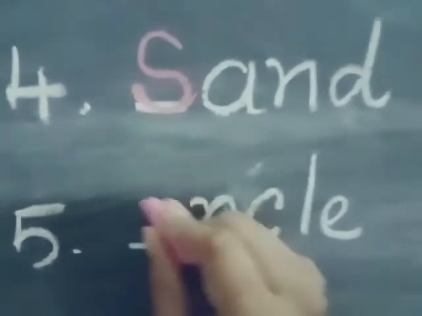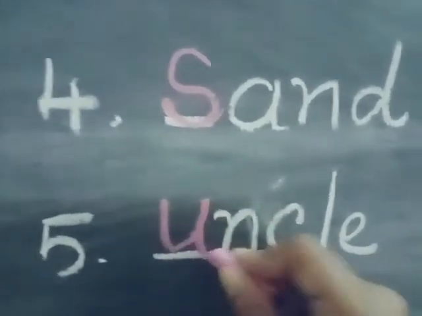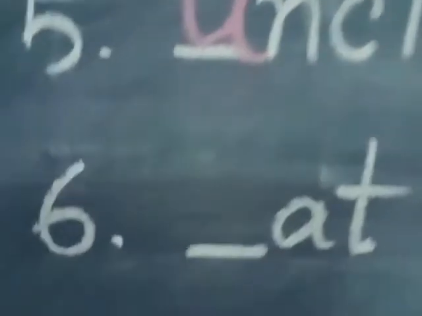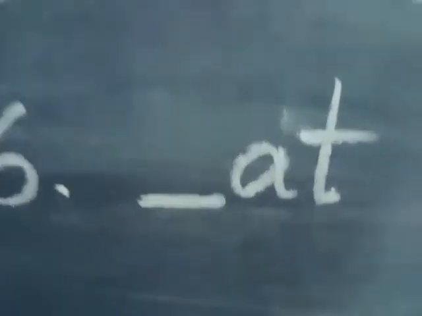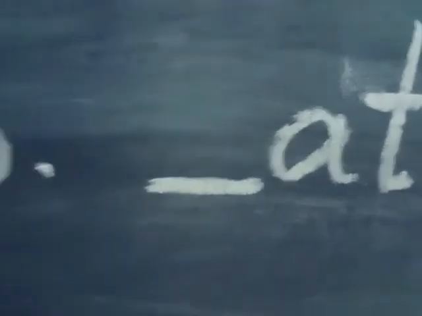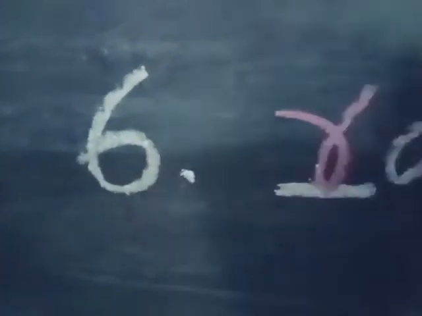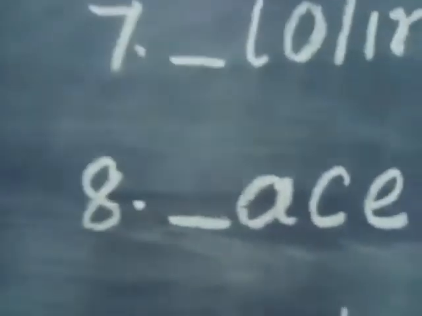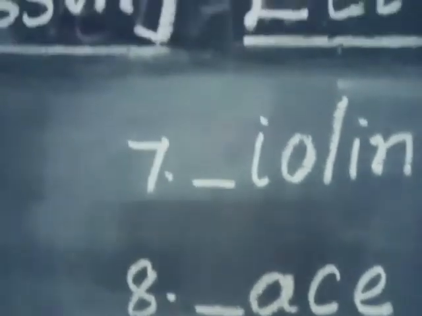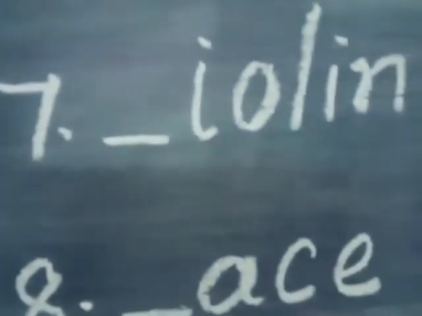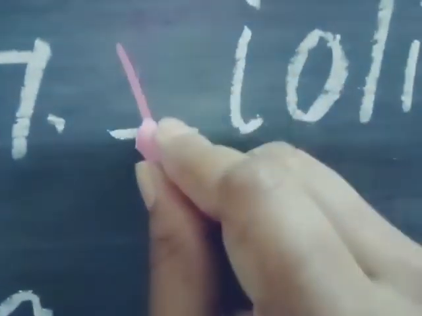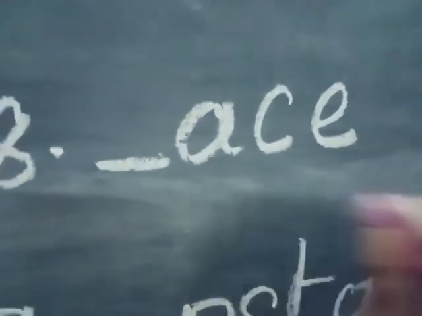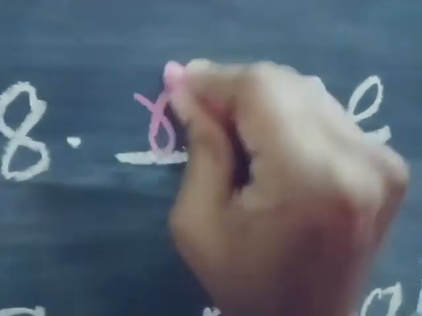Next, uncle. So what comes here? Uncle. U for uncle. Okay. Next, rat. Rat. So it is the letter R. Rat. Okay. Next, violin. Violin. So fill the letter V. Race. Race. Okay.